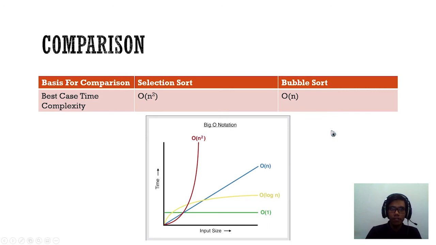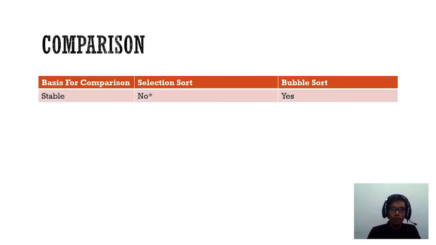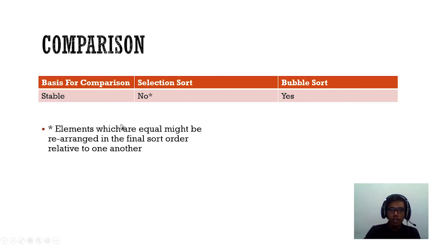And then next is the final comparison. We're going to compare the stability of selection sort and bubble sort. For the selection sort, the stability is no, meaning that selection sort is not stable, and bubble sort is much more stable compared to the selection sort. So why is selection sort not stable? Because elements which are equal might be rearranged in the final sort order relative to one another.